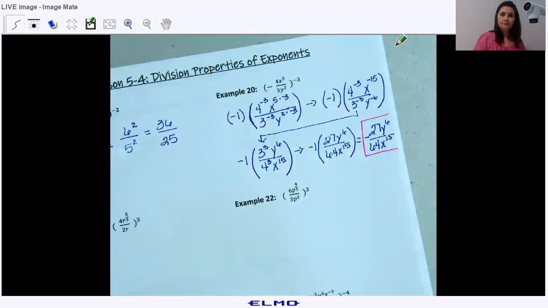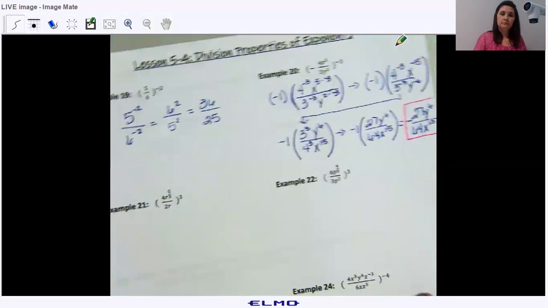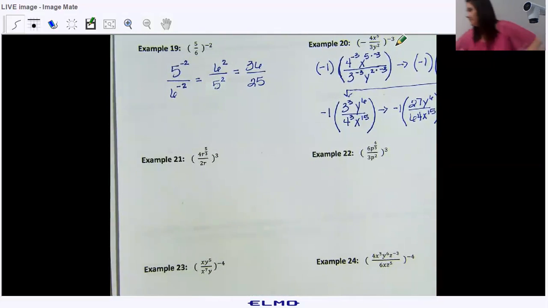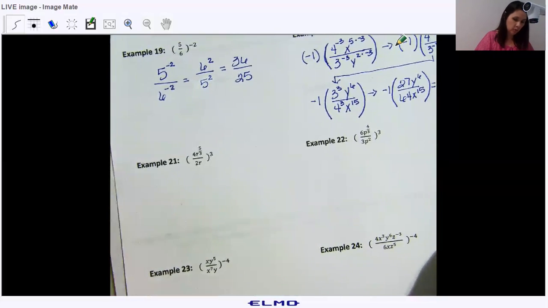Okay, that's a lot of work. Okay, 1 second. Okay, my dog was in here with me and he wanted out. So, okay, let's move on to example 21.